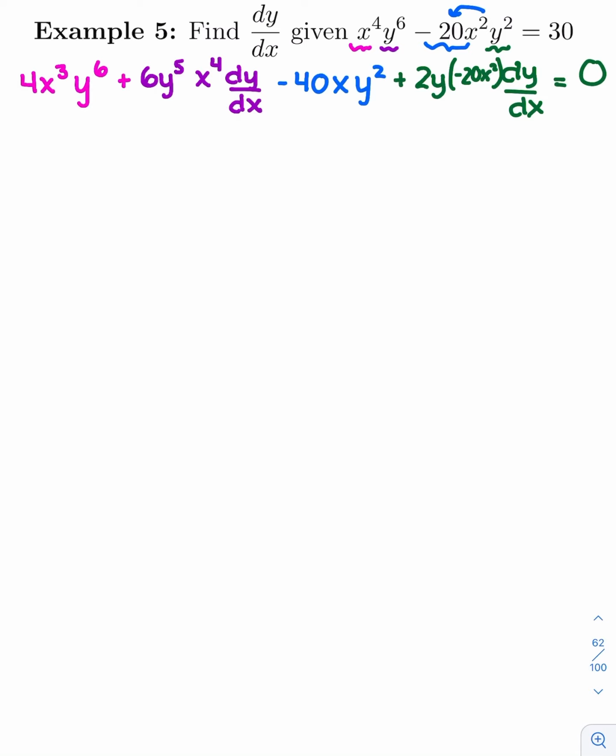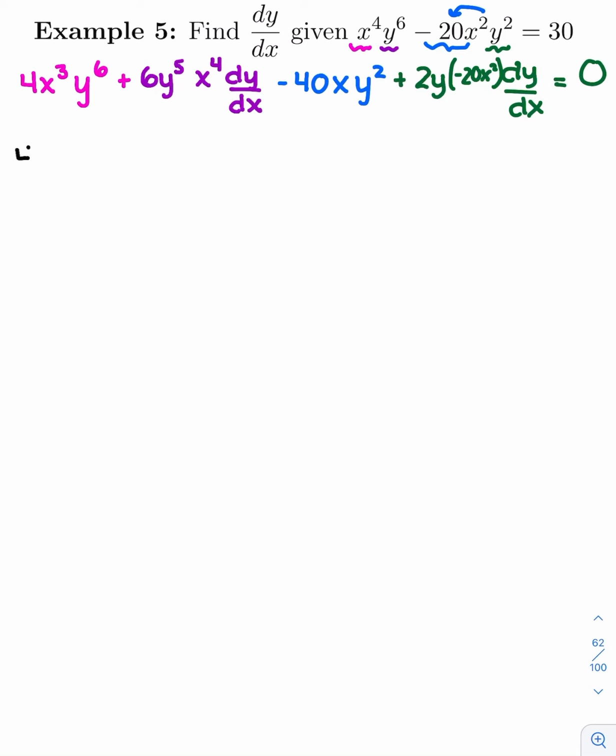Doesn't need a dy/dx because we did not take the derivative of the y term. And then the derivative of y squared was 2y dy/dx times the original first, which is negative 20x squared. So that all looks good. I'm going to take a second here and see if I can simplify anything.